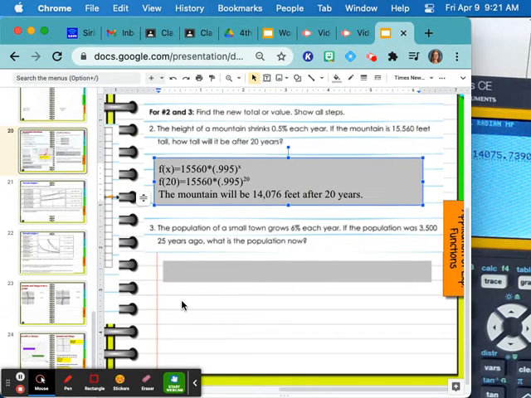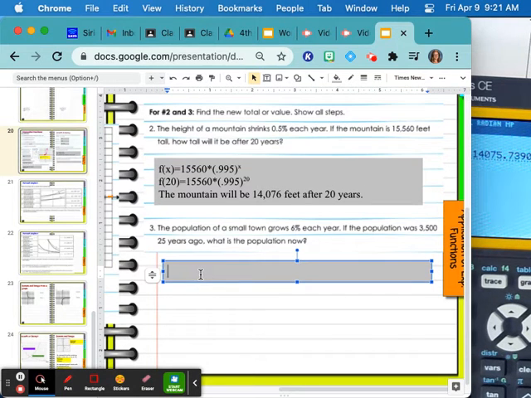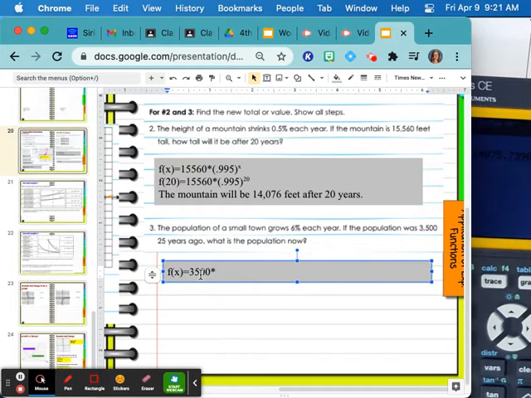Okay, next problem. Population of a small town grows 6% each year. If the population was 3,500 25 years ago, what is the population now? So what is our starting amount? 3,500. And then what is our rate? 6% each year. So what rate am I going to use on here? It's more than, right? It's increasing.